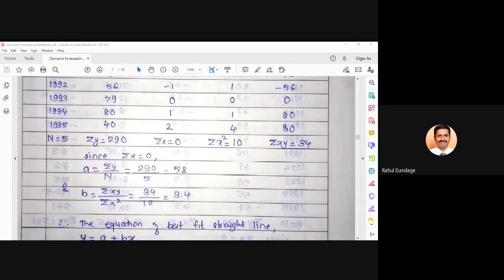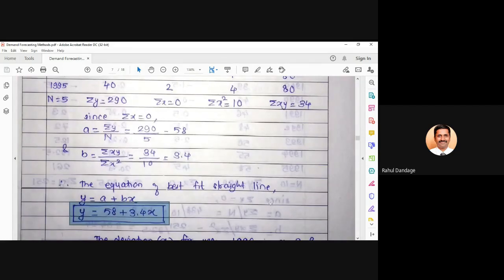The formulae for a and b are: a is summation y upon n, and b is summation of xy upon summation of x square. Once we calculate the values for a and b, we go back to the equation y is equal to a plus bx and substitute the values of a and b. Then our equation will represent the relationship between deviation and the demand. Now we have to consider the periods for which we are supposed to calculate the demand.